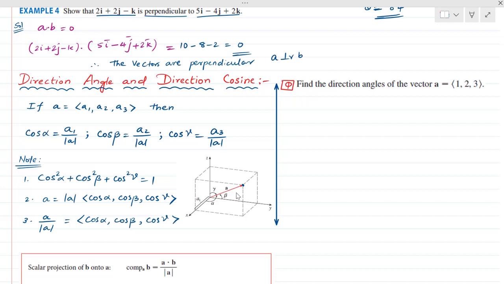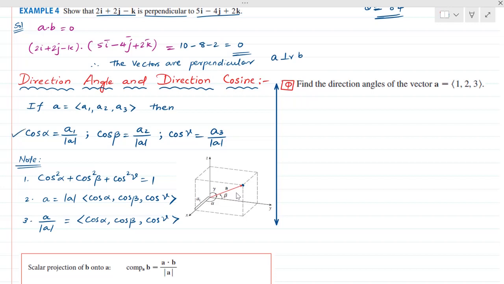Now you can write cosine alpha is equal to a1 over the length of a. Cosine beta is equal to a2 over the length of a, and cosine gamma is a3 over the length of a. So if you add them all, cosine square alpha plus cosine square beta plus cosine square gamma is equal to 1. We will use this whenever the question is asking for the direction cosine.